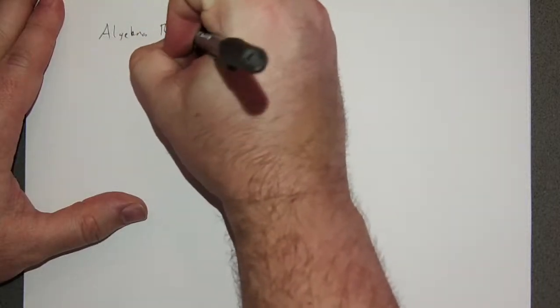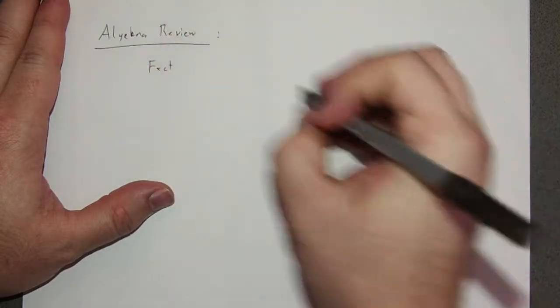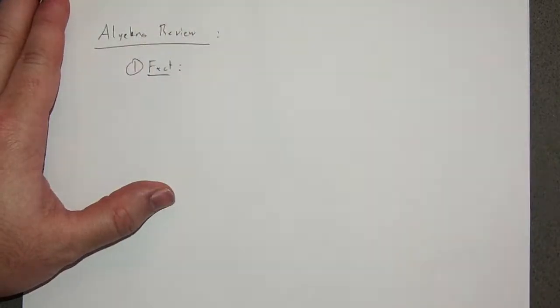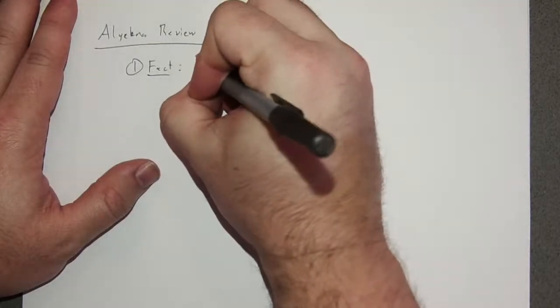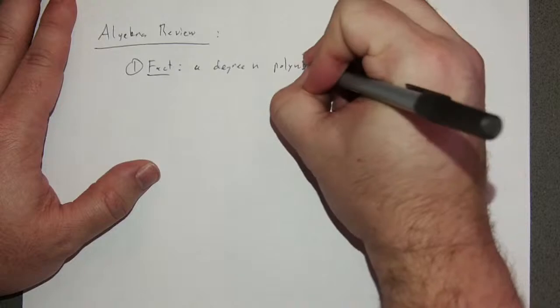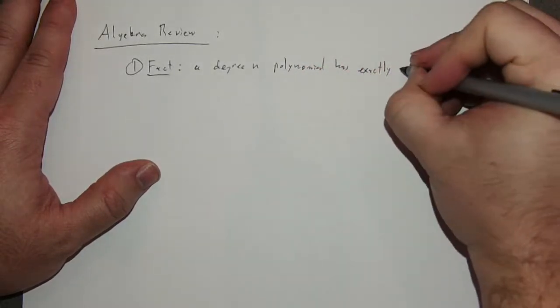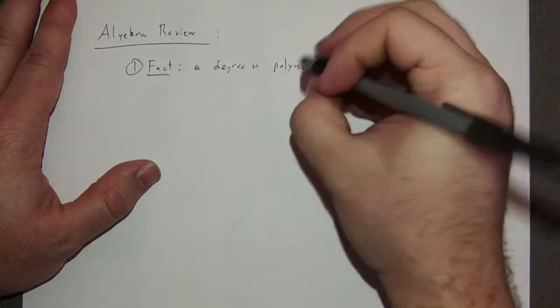Okay, so then let's do some algebra review before I can say some other things that I want to say about polynomials, right? So, fact, we'll call this fact 1. Okay, a degree n polynomial has exactly n roots, counting with multiplicity.